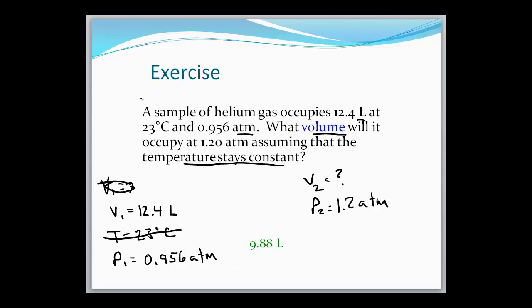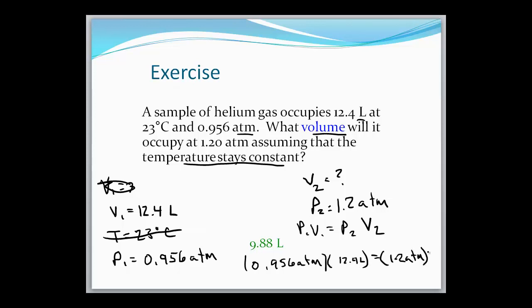So now we've got P1V1 is equal to P2V2, and then you can just plug in your values. Your P1 is 0.956 atmospheres. Your V1 is 12.4 liters. Your P2 is 1.2 atmospheres. And we're solving for V2. When you put that into your calculator, you see you get V2 is equal to 9.88 liters.